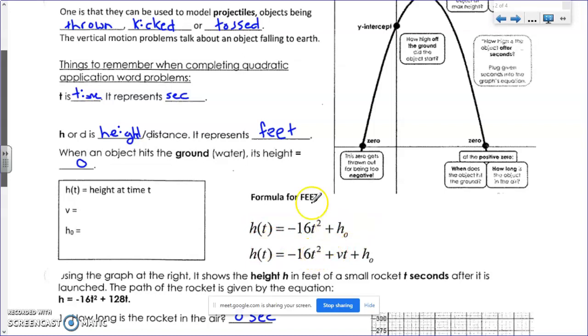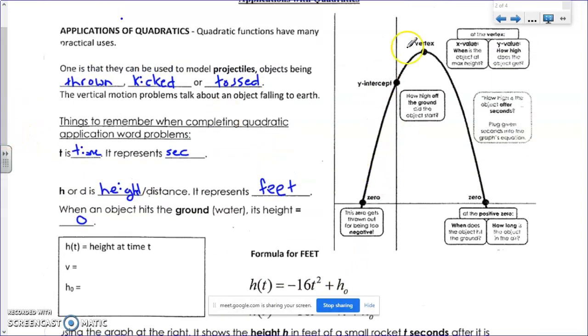Anytime you're doing this, we will give you the problem. You won't have to write the problem in this class from the graph. We will give you the problem to plug and chug or to work out. Any questions on that? So let's look at this little chart over here.